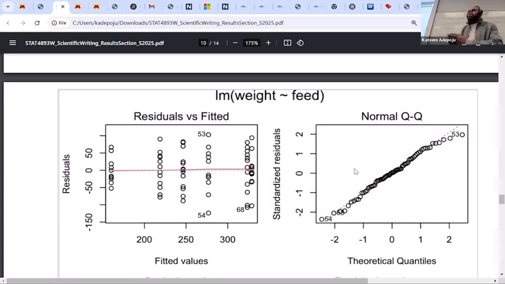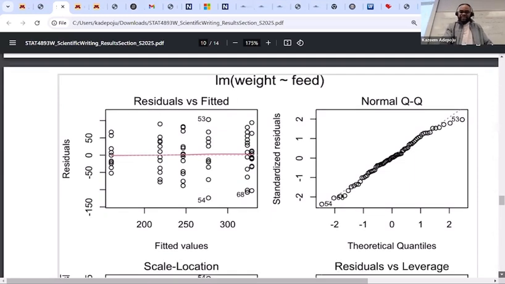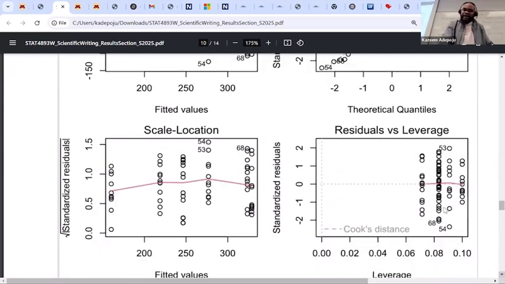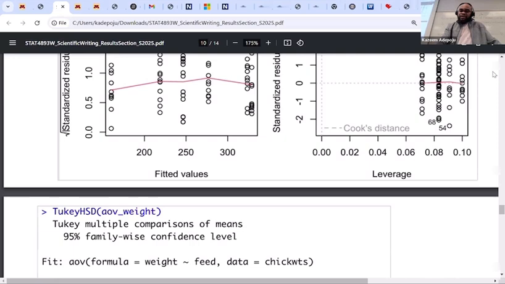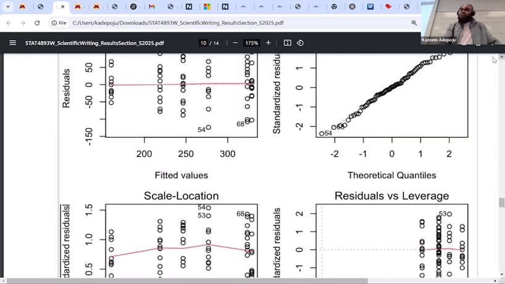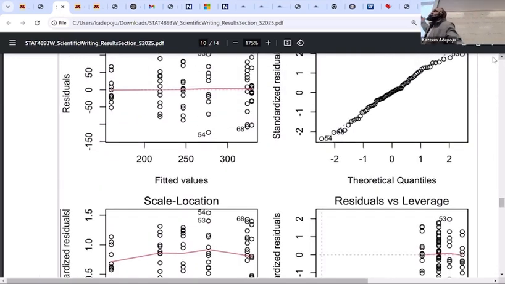And if I want to know about the normality assumption, I can check the normal QQ plot. Now, if I want to investigate whether there's an outlier, high leverage, and so on, that's why we have this. So all of that needs to be reported. So take a look at that. When you are reporting, you have to explain what you see. You have to interpret what you see.